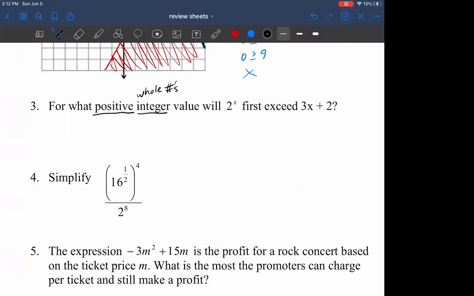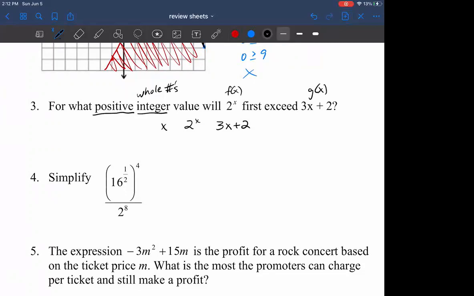So technically here, they could have said, for what whole numbers will 2 to the x first exceed 3x plus 2, but that's what a positive integer is. It's just a whole number. So what we're going to keep track of is x, like different numbers for x. And we're also going to look at what 2 to the x would be and what 3x plus 2 would be. We could think of these as functions, like maybe call this f of x and call this function over here g of x.